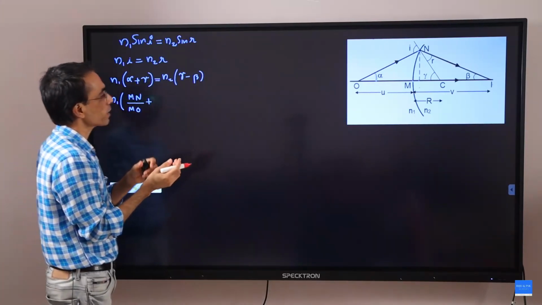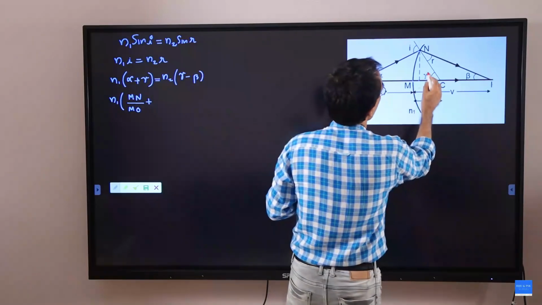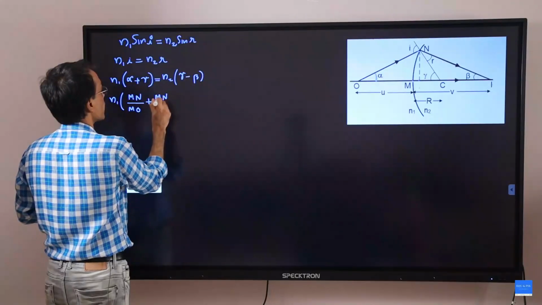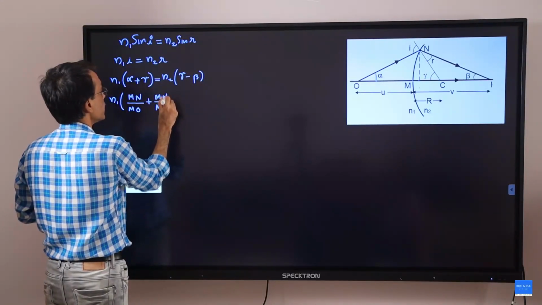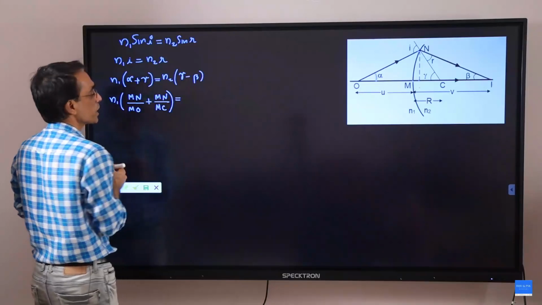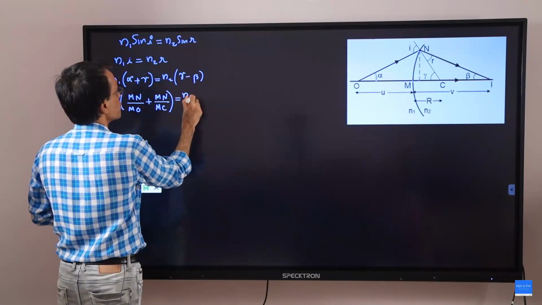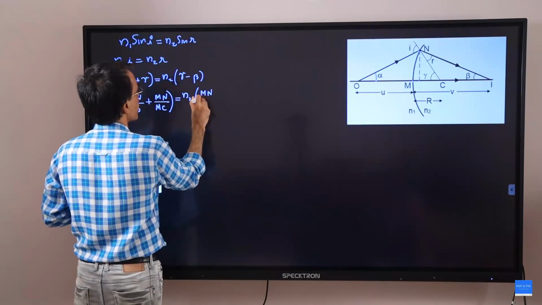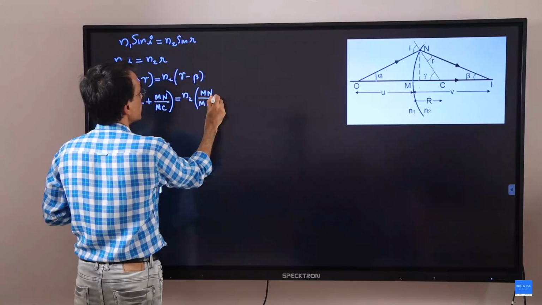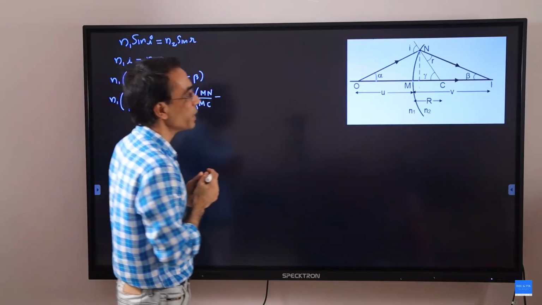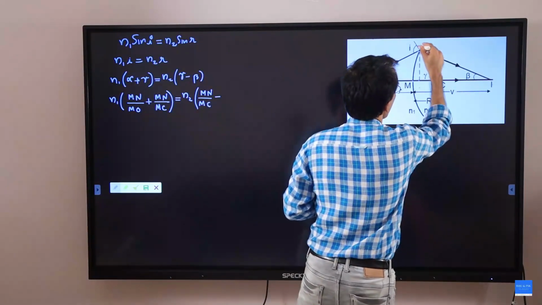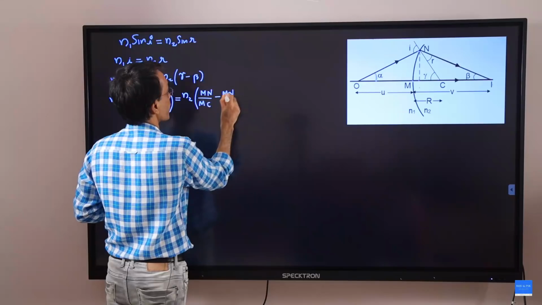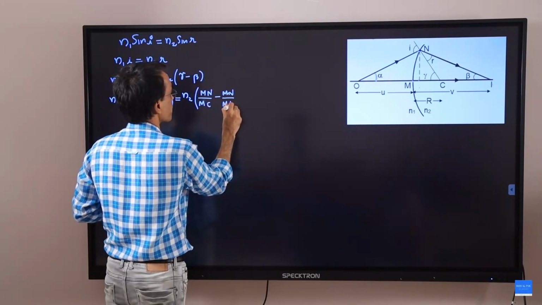Plus, in the same manner, what is gamma? Gamma is this angle, that is MN by MC, equal to N2 times. Gamma we wrote just now, it is MN divided by MC minus, what is beta? Beta is nothing but MN by MI. MN is common everywhere.